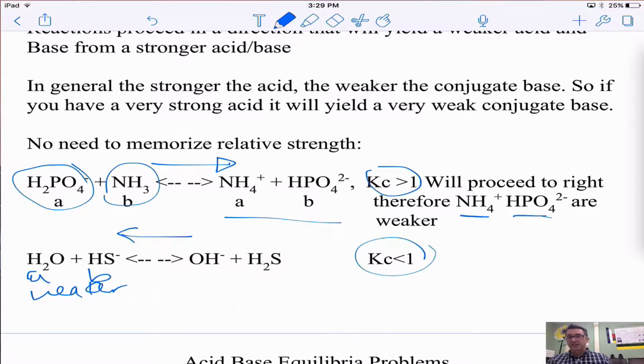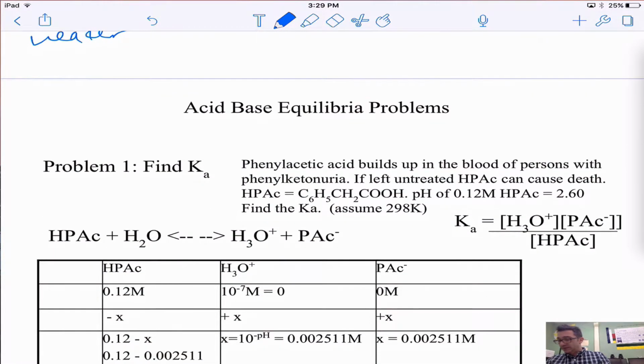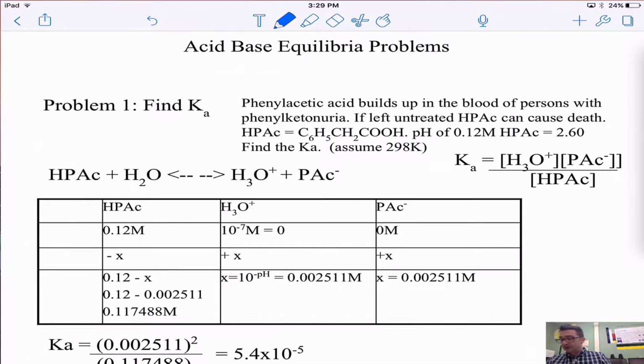All right, let's get into the real meat of this video, and that is the equilibrium problems. Here's a problem where I ask you to find the Ka. I give you this acid, phenylacetic acid, and I tell you that it has a pH of 2.6 and a concentration of 0.12 molar. I'll give you some fun facts about its biological functions. Well, let's go into this and see what happens.